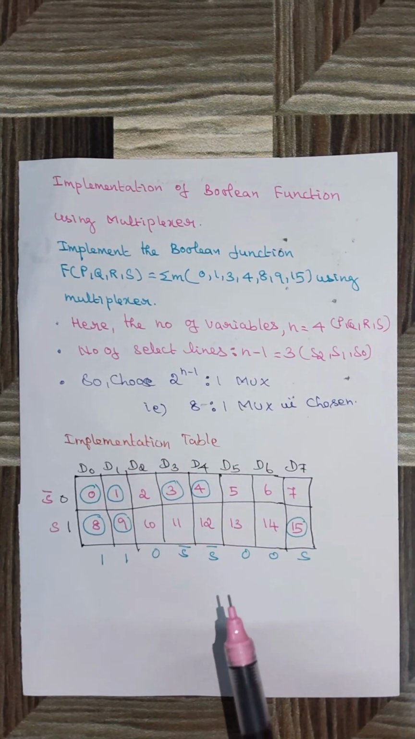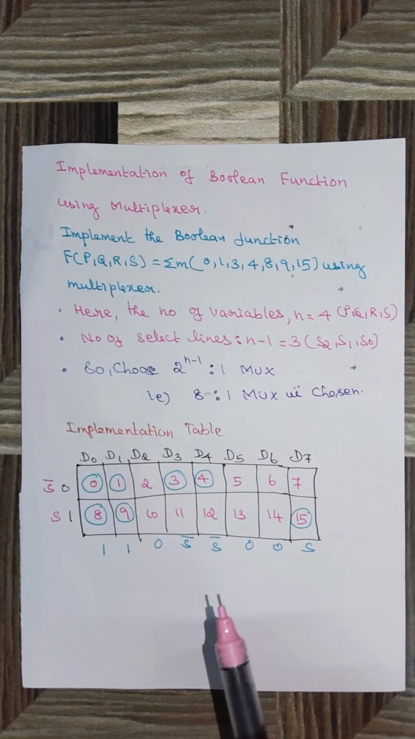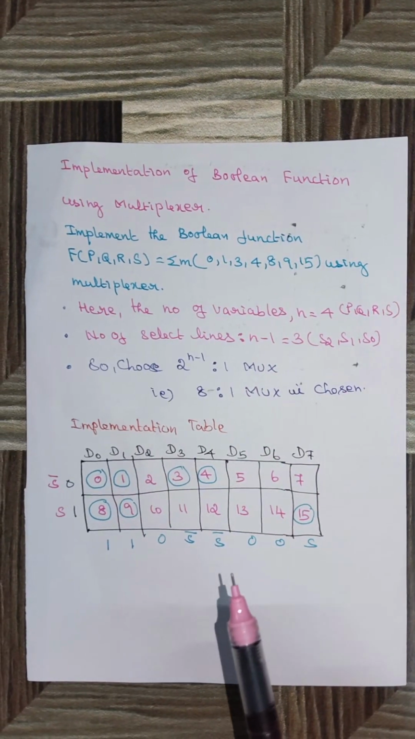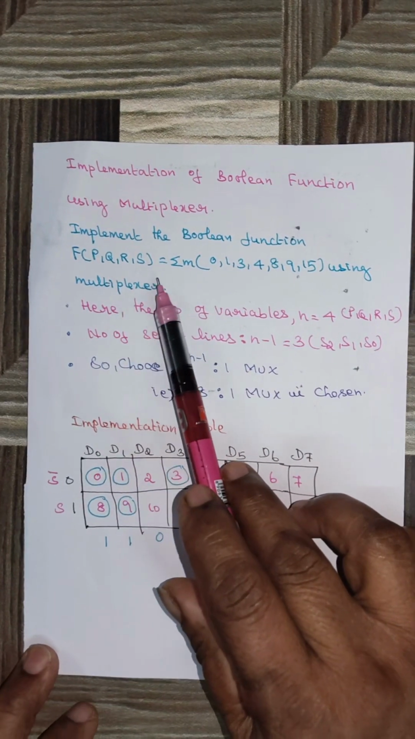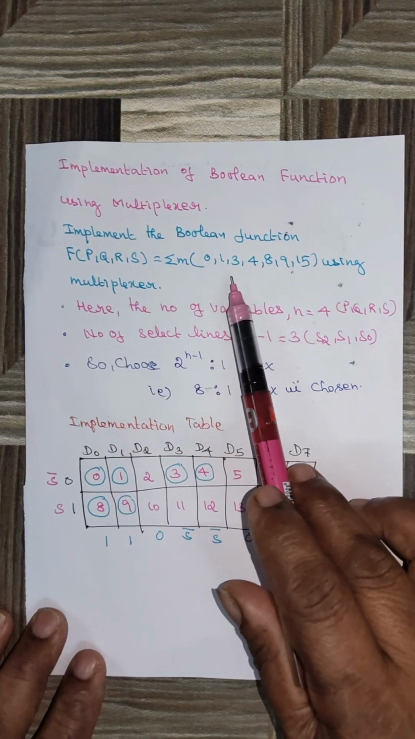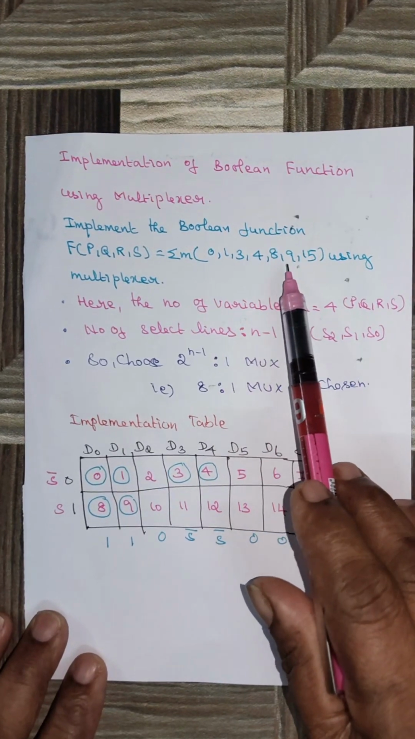Good evening students. Today we are going to see how a Boolean function can be implemented using a multiplexer. The given Boolean function is f of p, q, r, s is equal to sigma m of 0, 1, 3, 4, 8, 9, 15.